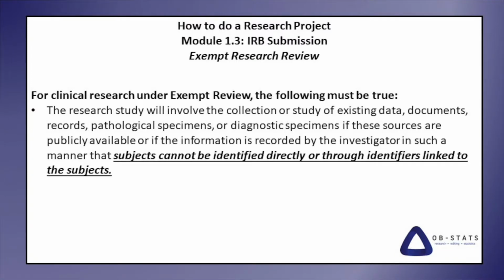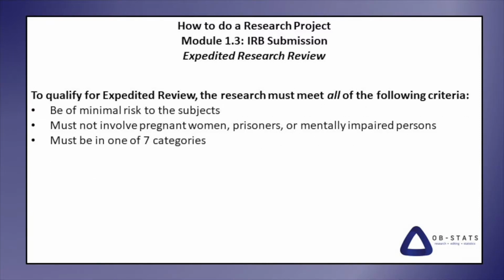For clinical research under exempt review, the following must be true. The research study will involve the collection or study of existing data, documents, records, pathological specimens, or diagnostic specimens if these sources are publicly available or if the information is recorded by the investigator in such a manner that subjects cannot be identified directly or through identifiers linked to the subjects. To qualify for expedited review, the research must meet all of the following criteria. Be of minimal risk to the subjects, must not involve pregnant women, prisoners, or mentally impaired persons, must be in one of 7 categories discussed in the following slides.